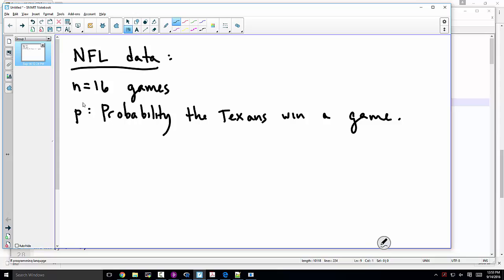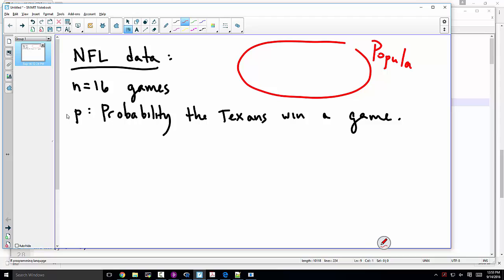We have a parameter though, okay? So think of the population in this case. Here's a blob representing the population of all possible games for this team. And let's say we have 16 games in our data set, the season from 2015. We have 16 zeros and ones, win or loss. Suppose that's our 16 games right there. That's our sample.